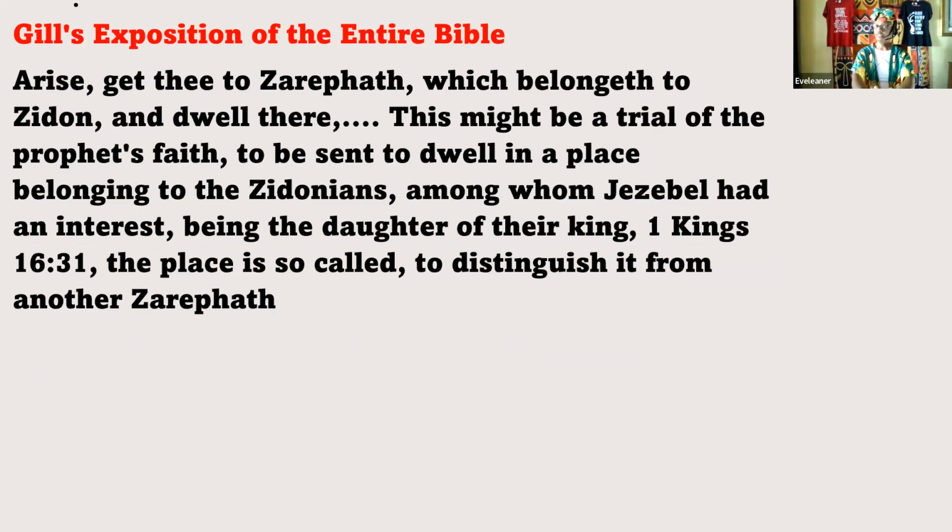Gill's exposition of the entire Bible says, "Arise, get thee to Zarephath, which belongeth to Zidon, and dwell there." This might be a trial of the prophet's faith, because again, Elijah knew about these people. He knew who they were. He was sent to dwell in a place belonging to Zidonians, among whom, if you may not remember, Queen Jezebel, as we saw in the previous videos, is connected with the Zidonians. It says, among whom Jezebel had an interest, being the daughter of their king. It says the place is so called to distinguish it from another Zarephath.